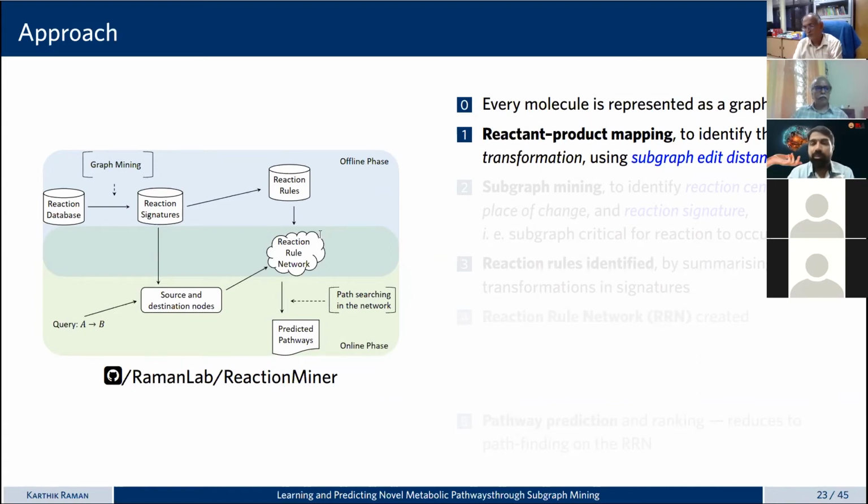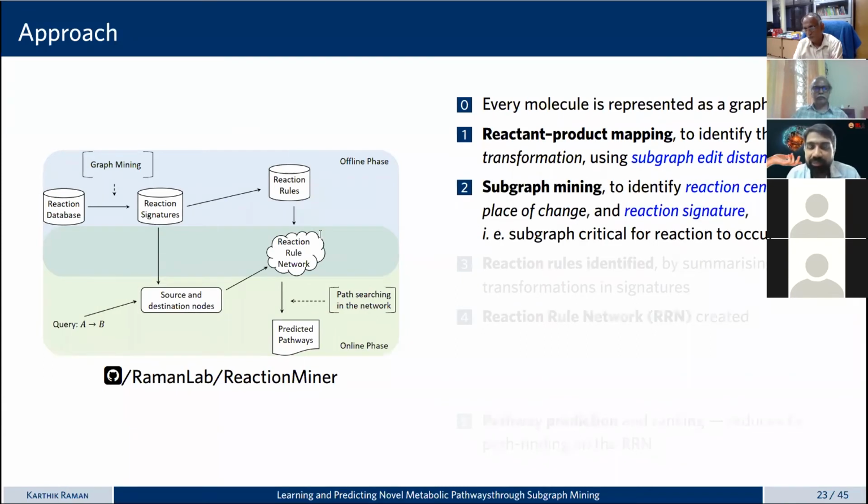And we did this mapping in an automated fashion using something called subgraph edit distance. I'll talk about it shortly. And then we did some subgraph mining to identify the reaction center, which is the actual site of action, the site of change, and some sort of neighborhood around that site, which we said is the signature that is necessary for that reaction to happen. Okay, so think of these as graphs and subgraphs, so subsets of molecules, basically some neighboring bonds, right? So there is a carbon attached to a nitrogen, so this nitrogen, if it is attached to an oxygen, then this reaction occurs. Some rules like that we synthesize.